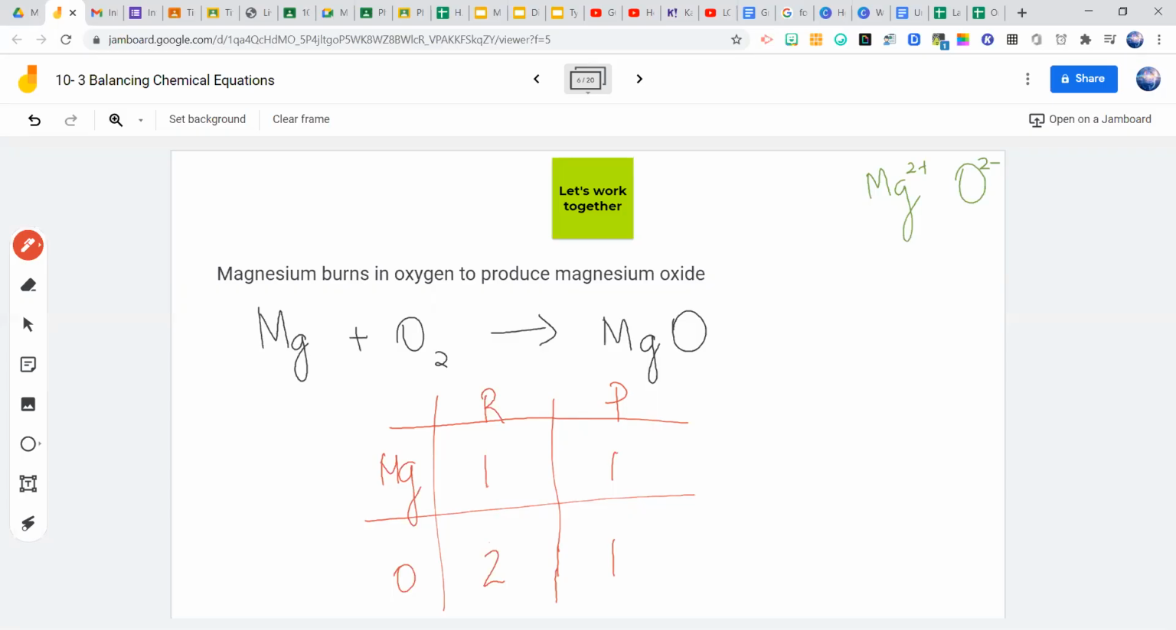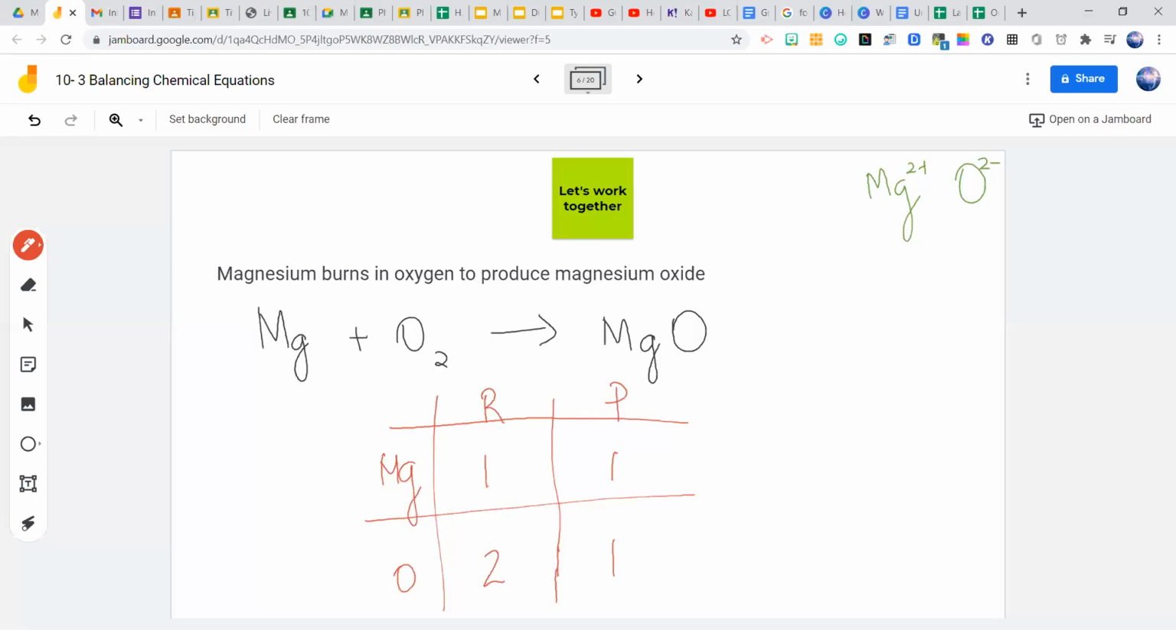Now, when I do a table like this, ladies, immediately I can tell you which ones are unbalanced. Magnesium has 1 atom on both reactant and product. So guess what? Magnesium is balanced. Oxygen, on the other hand, look on it. I have 2 on my reactant side and 1 on my product side.